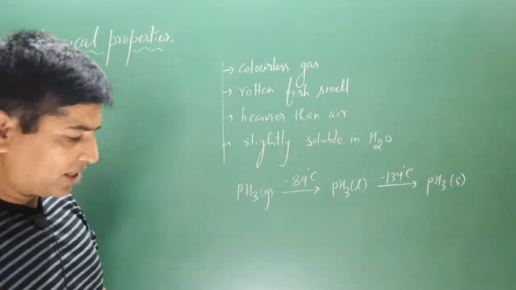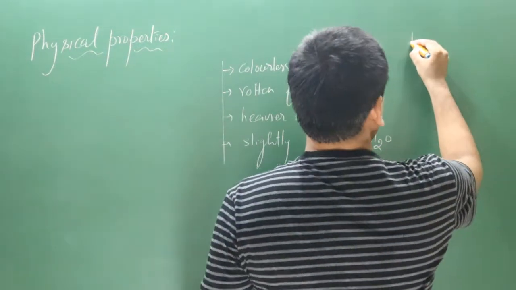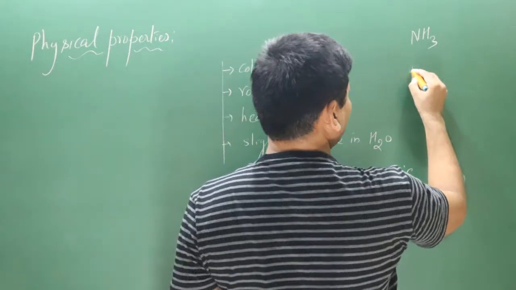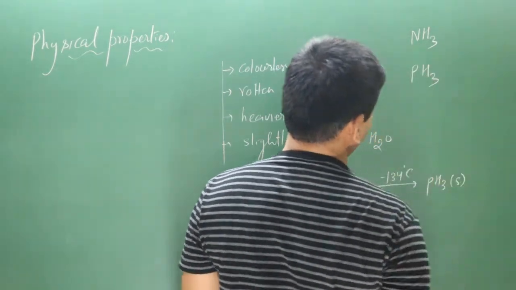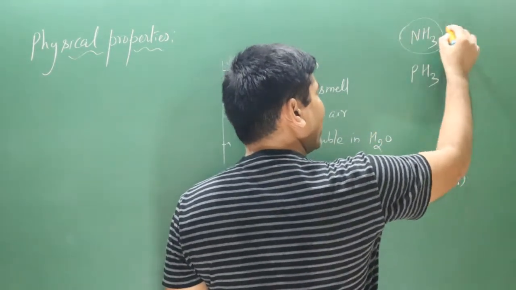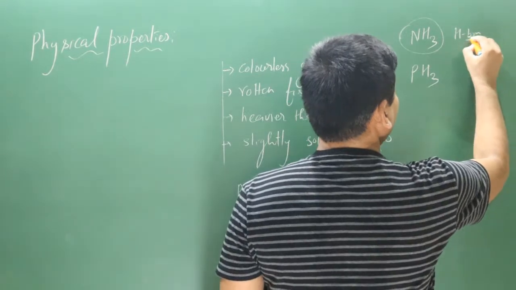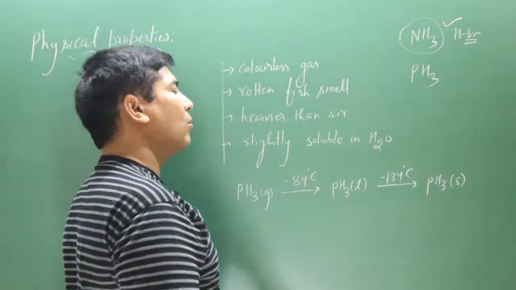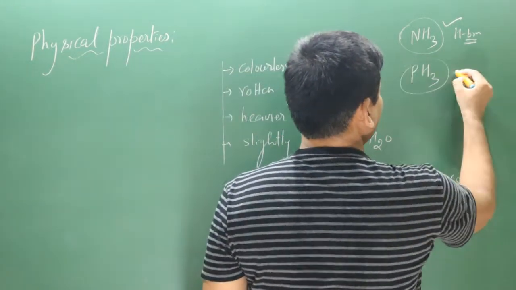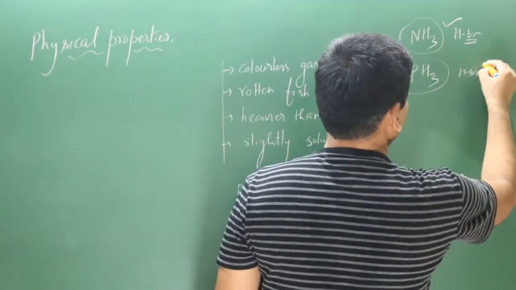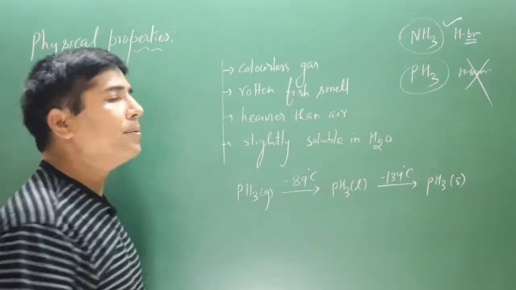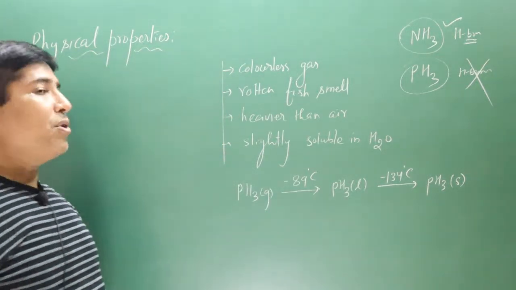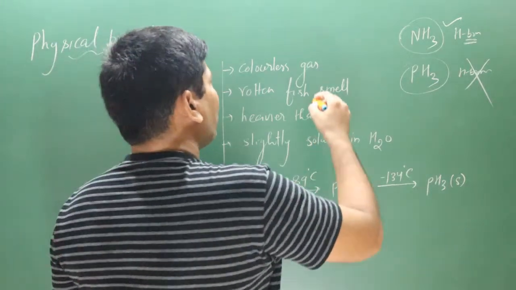Why is it less soluble in water? Now pay attention very carefully. We have the hydride of nitrogen, that is ammonia gas, and the hydride of phosphorus, that is phosphine gas. In ammonia gas we have hydrogen bonding. That's why ammonia gas easily dissolves in water. But in phosphine gas we do not have hydrogen bonding, that's why it does not dissolve easily in water. This is one reason.